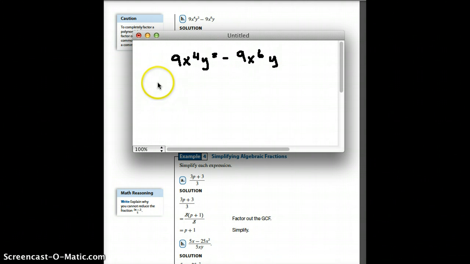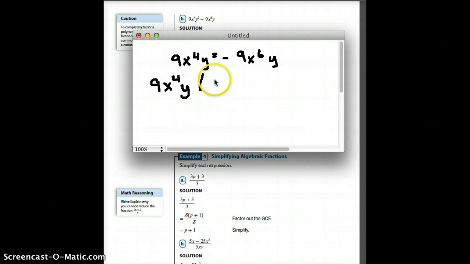Again, you're factoring out the greatest common factor. Look at the numbers first. 9 goes into both, so we can factor out a 9. Now look at the x's. This one has 4 x's, that has 6 x's. What's the most they have in common? They at least have 4. Look at the y's. This has 2, that has 1. The most they have in common is 1.